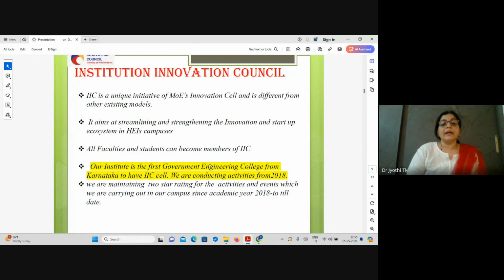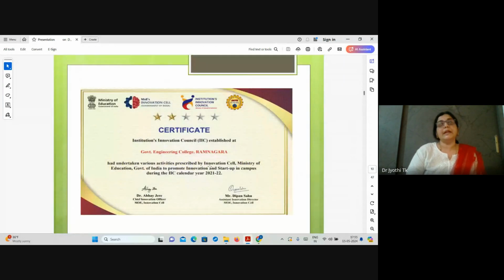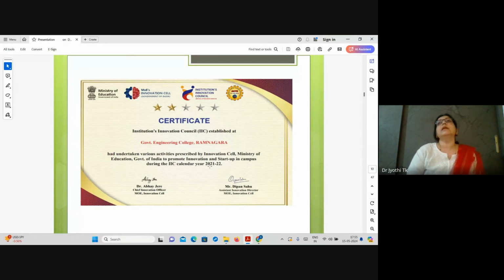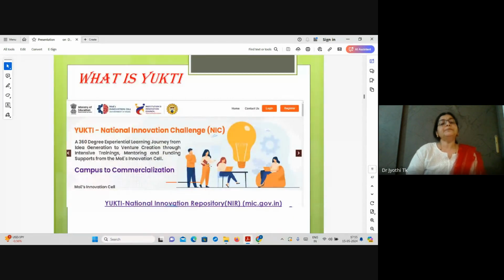We are conducting activities from 2018. We are maintaining a 2-star rating for the activities and events which we are carrying out in our campus since the academic year 2018 till date. So this is a certificate provided by the IIC cell, MOE, Ministry of Education, New Delhi.